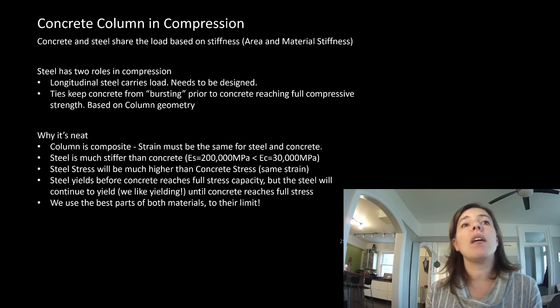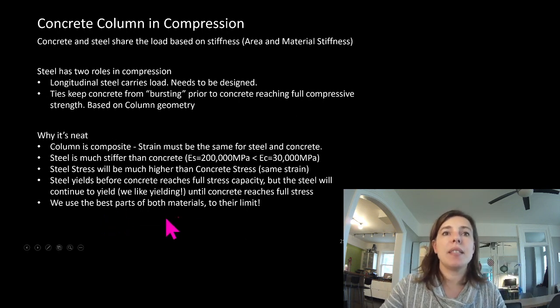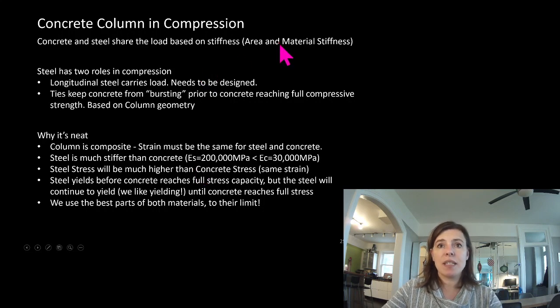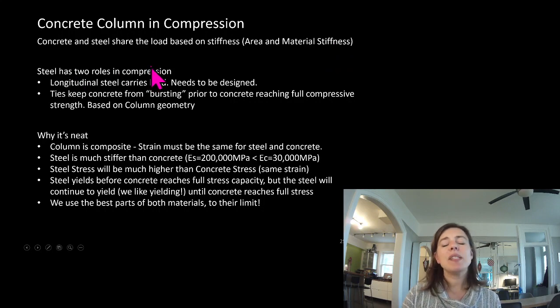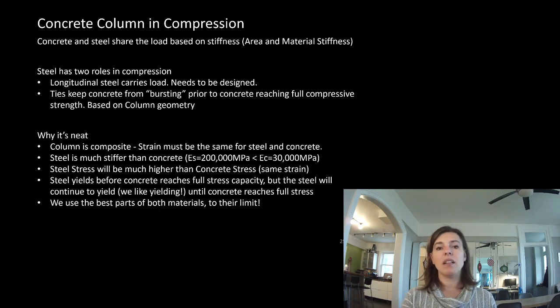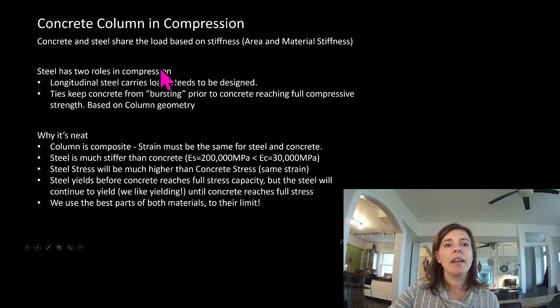So a concrete column in compression. Concrete and steel share the load based on stiffness. So that's the area and the material stiffness. The steel does two things. If it's a big enough column, for our quick check, we might just look at the cross-sectional area of concrete, because that might just give us what we need. We'll put steel in it still, but we'll often just look at the concrete first as a quick check.